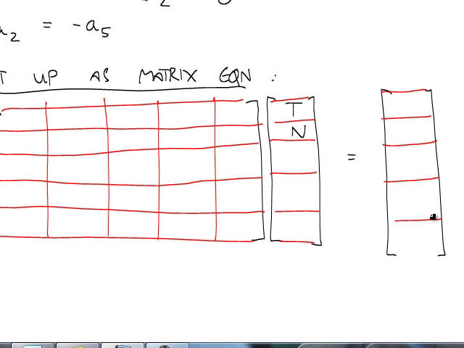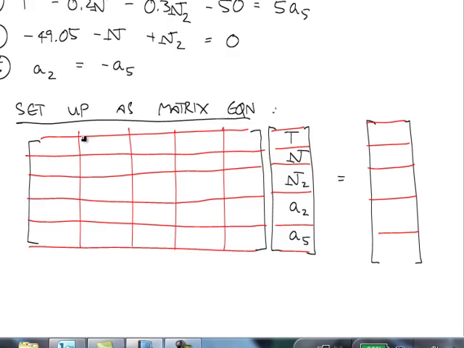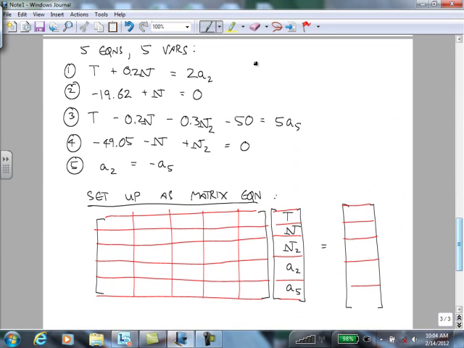And I'm going to do these variables in the order. The first one is going to be t, then n, n2, a2, and a5. Now each of these columns, so this just has to do with the way we're going to represent these 5 equations as this matrix equation, where these are all constants.